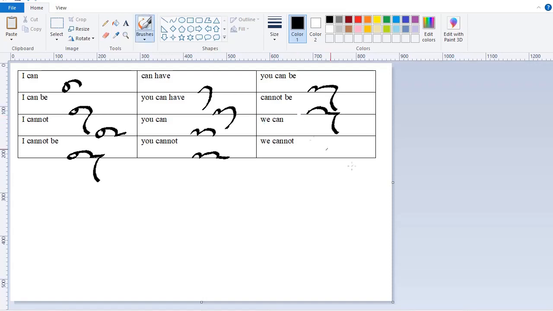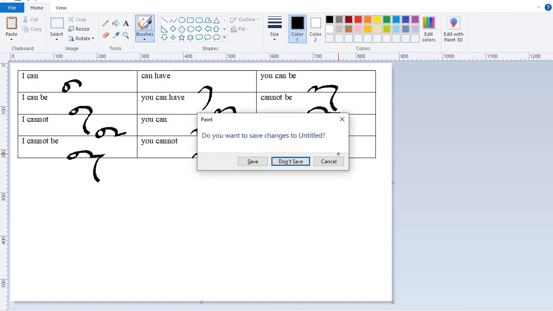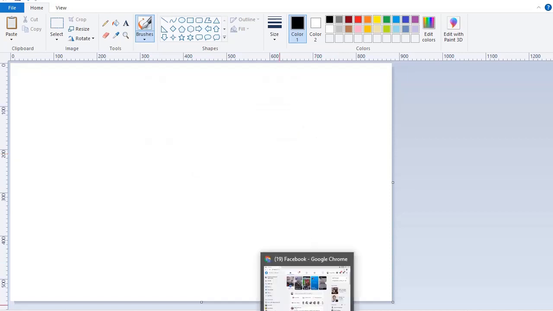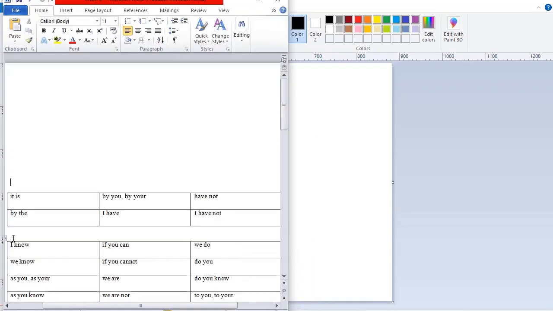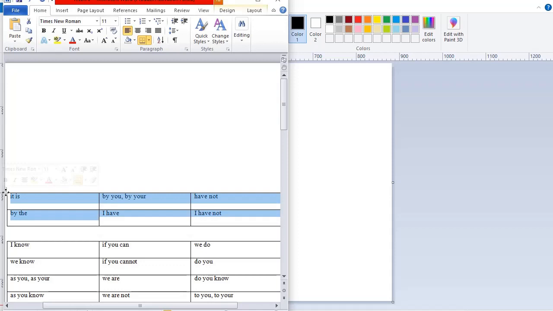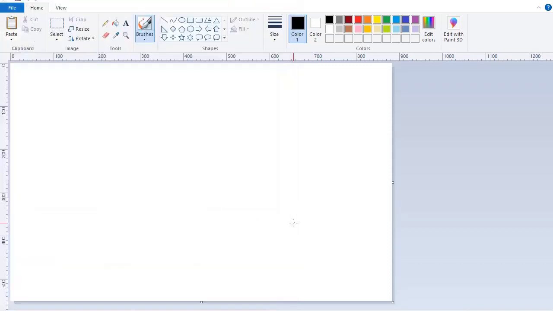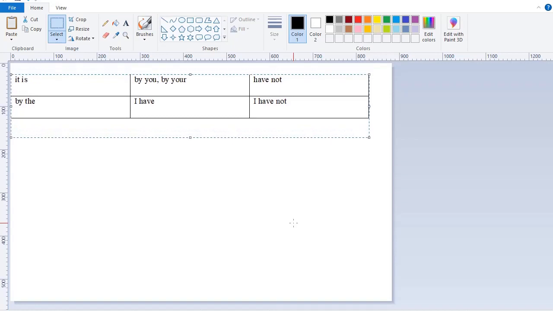Next, we have we can. So we have we, and then can. Next, we cannot. So we have we can, and then add not. Okay, so there you go. Now let's move on to our next set of words, which are your additional phrases. So if you were not able to write properly those that we wrote just a while ago, please go back to that part of the video and try doing it again until you get it right. So next we have it is and by the, by you.